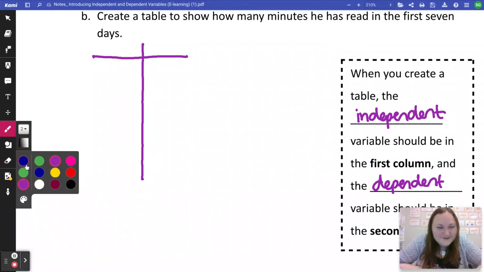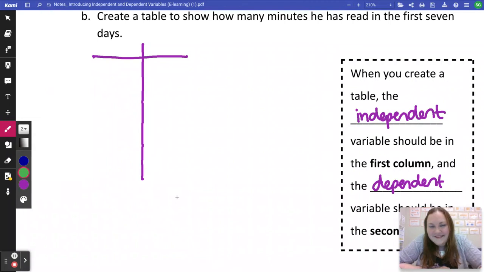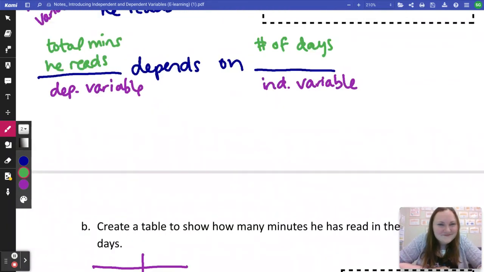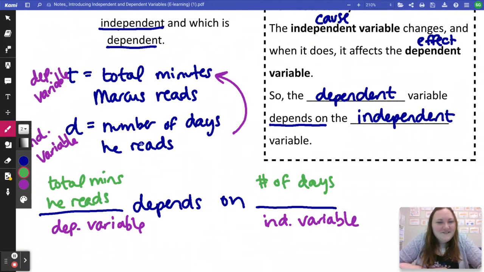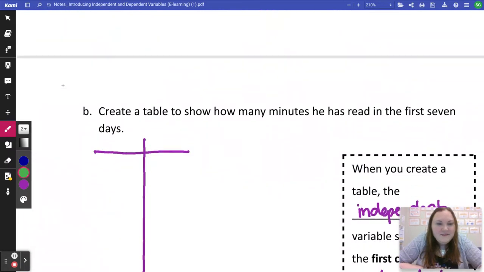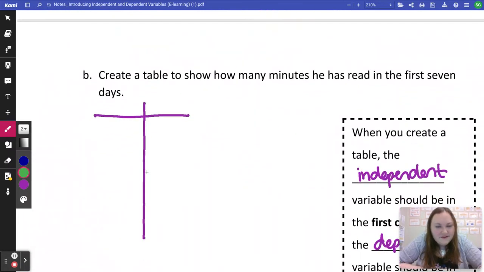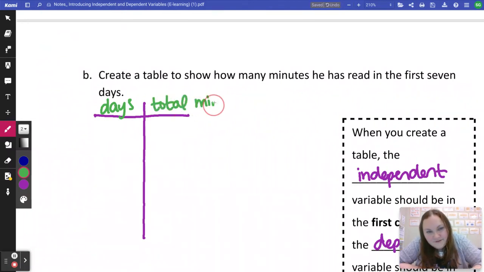So let me show you using this example about Marcus and his reading books every day. So up here in the first part, we said that the independent variable is the number of days and the dependent variable is the total number of minutes. So that means in my first column is that independent variable. We said that was going to be the number of days. And then the second column, our dependent variable, would be the total minutes he ends up reading.